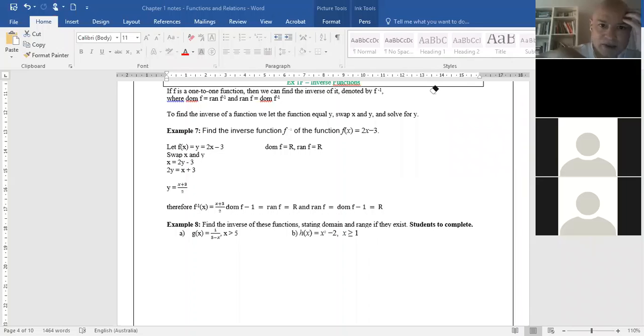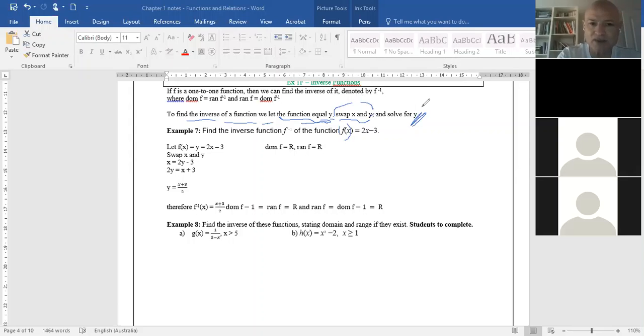A couple of things you need to remember when you do this. To find the inverse, we first let the function equal y, because it's in terms of f or g or h or whatever it is. We can't say swap x and y if we don't say let the function equal y. And then once we do that, we can say swap x and y, and that's our step, then we solve for y.